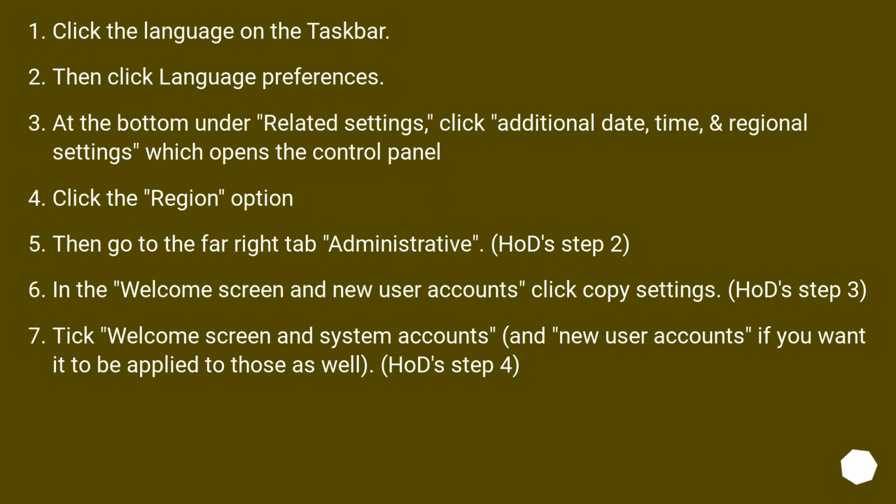Click the language on the taskbar. Then click Language Preferences. At the bottom under Related Settings, click Additional date, time, and regional settings, which opens the Control Panel. Click the Region option. Then go to the far right tab, Administrative.